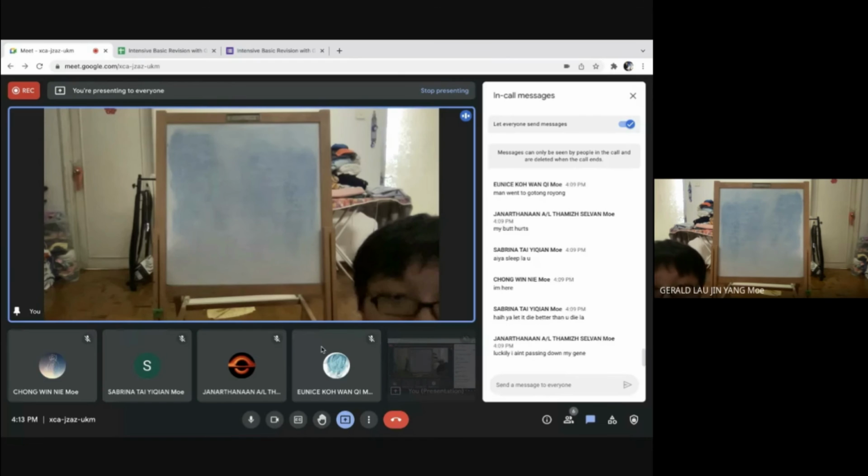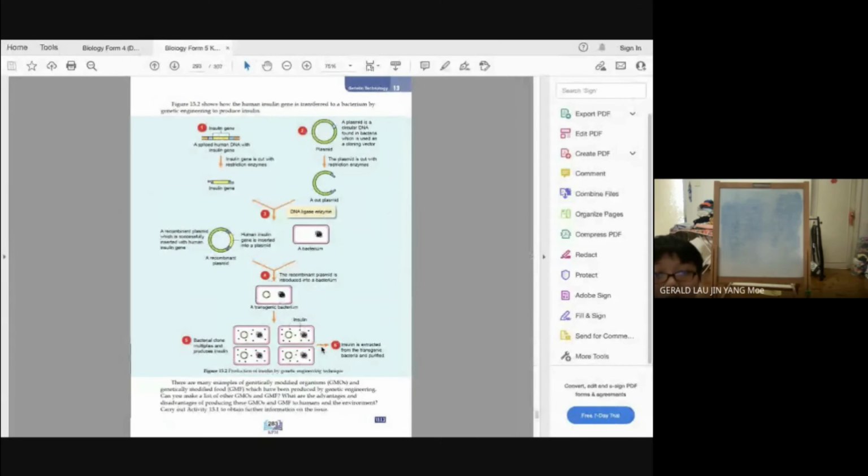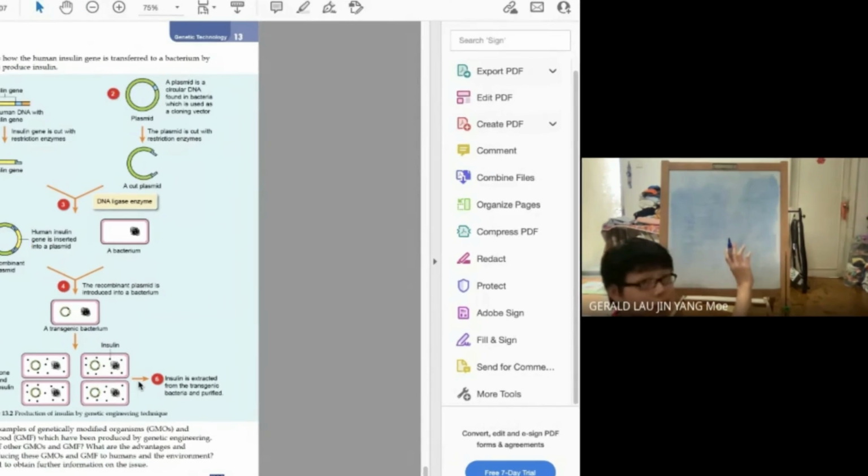Okay, this is the most important. You must understand how the process works. So the first thing, a spliced human DNA with the insulin gene. From the human DNA, I take one gene that controls the production of insulin in the pancreas. Confirm you cut it with restriction enzyme. After that, your organism, your bacteria, and the plasmid. Okay, I draw the structure.